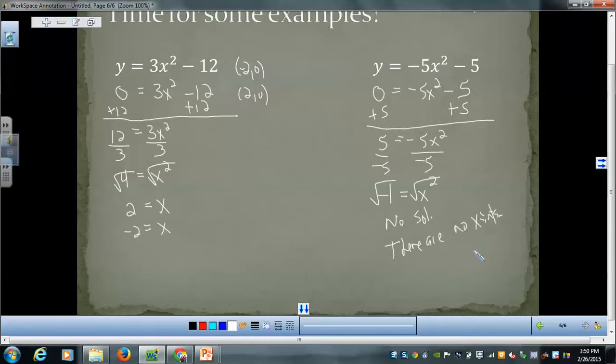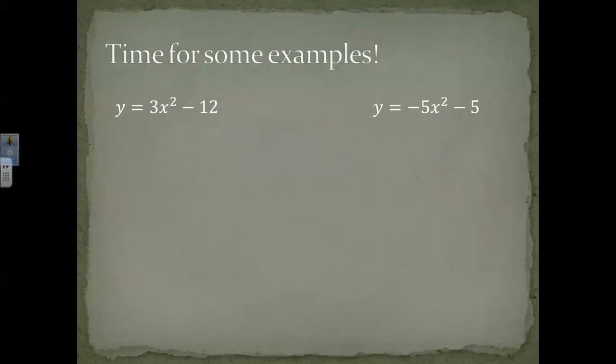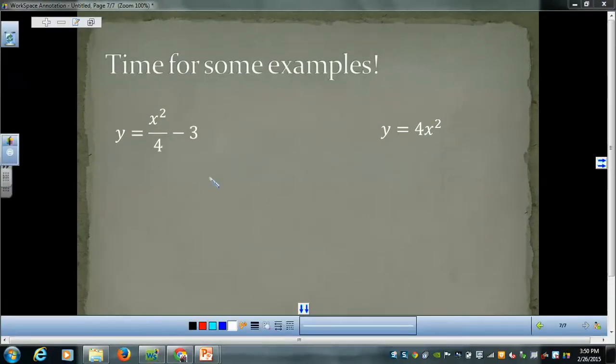That way I know that you can interpret this and understand the meaning of what's happening here. So let's look at a couple more examples. Once again, we're looking for x-intercepts. We know x-intercepts are where the y value is 0. So let's plug in our 0 for y here. So we have x squared divided by 4 minus 3.